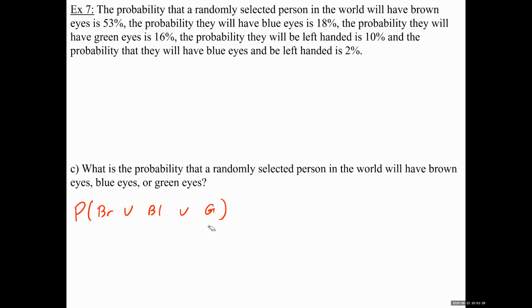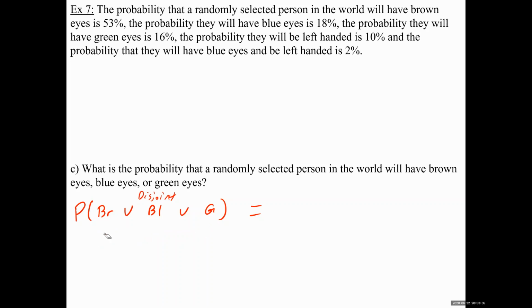Now, we never saw an "or" with 3 events, but there are 2 "or" formulas, depending on if the events are disjoint or not. Those formulas that I gave you for "or" with 2 events can be extended to finding probabilities of ORs when there's more than 2 events. But the not-disjoint one is very complicated, complicated enough that I'm not going to go over it in class. But if these events are disjoint, you can extend the formula really easily.